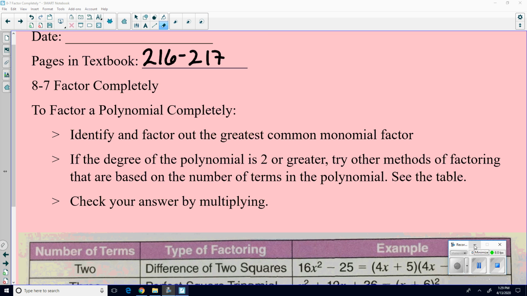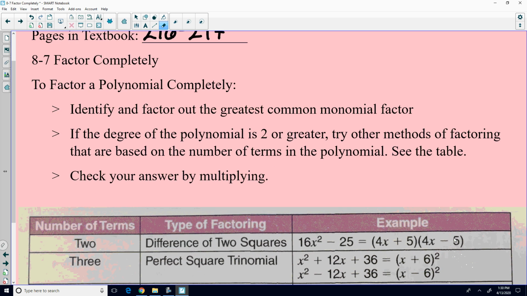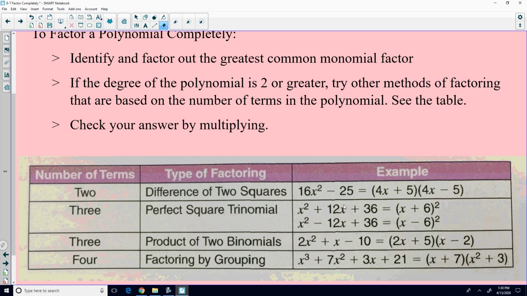Hey everybody, I'm coming back at you with our day 2 of 8-7 factoring completely. I'm on the same note sheet we were on yesterday. I've got 4 more problems to come at you with today to show you some more scenarios for factoring completely. If you could go to the same note sheet to take these notes, but as a reminder, I've got my 4 different ways to complete this factoring. Let's dive in and get started on factoring completely.